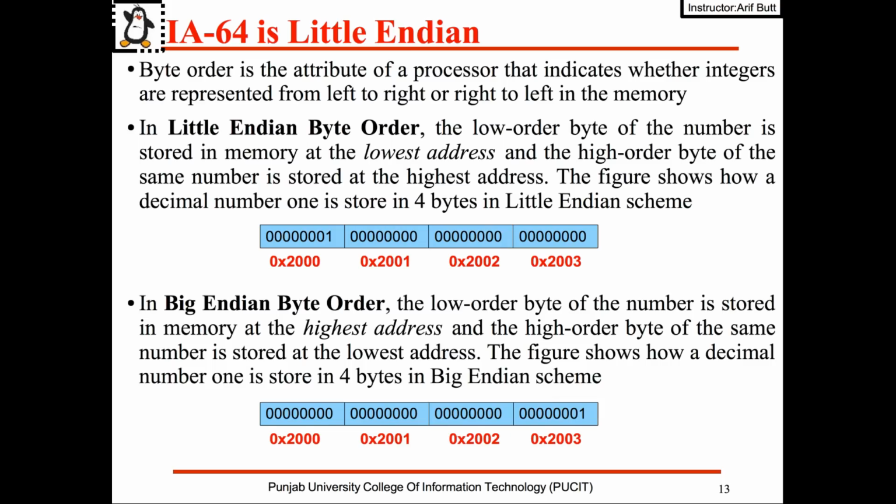And you all must know that the Intel architecture is little endian, and by little endian I mean the lower order byte of the number is stored in memory at the lowest address, and the higher order byte of the same number is stored at the highest address. And if you store 1 in a little endian machine, you see the lower order byte is stored at the lower address.